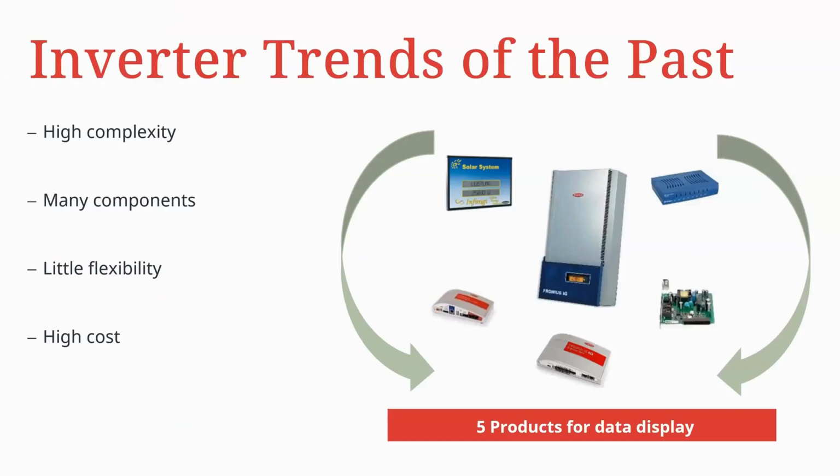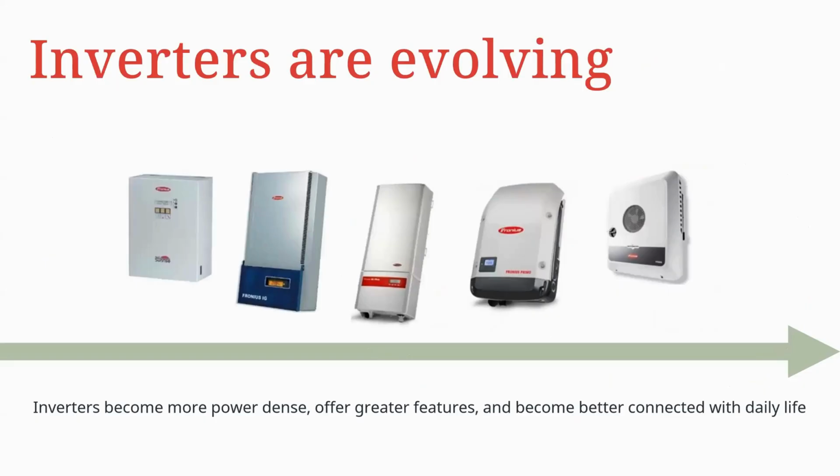Inverter trends of the past were extremely complex. This is an IG inverter that we used to produce back in the 2000s, which required a couple of different components just to handle data display. These inverters often came with a high complexity, many components to satisfy one single solution, little flexibility, and a high cost. But as we see today, inverters are evolving. They're becoming more power dense, offering greater features, and becoming more connected with the end customer's daily life. You'll see this as a part of our backup systems as well.